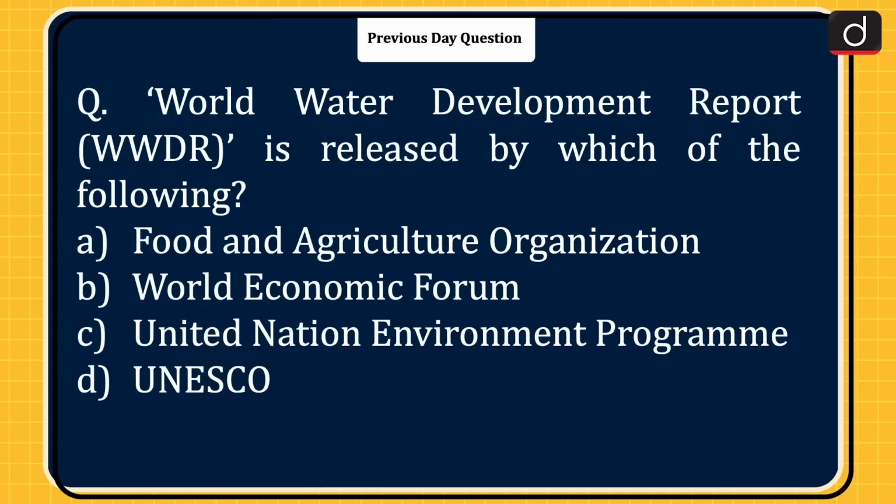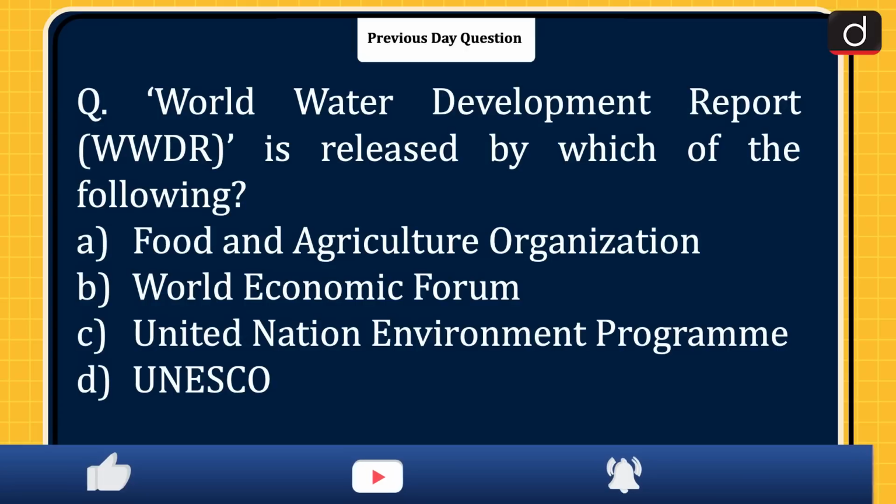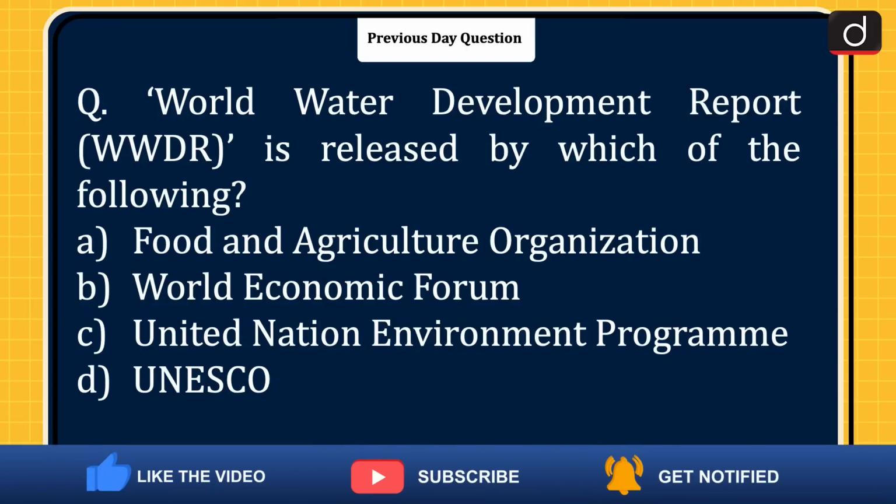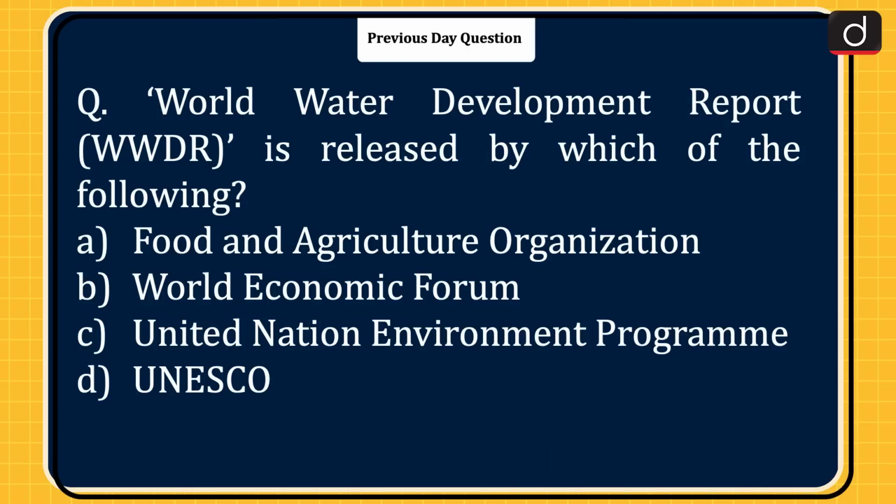Question was World Water Development Report or WWDR is released by which of the following? Food and Agriculture Organization, World Economic Forum, United Nations Environment Programme or UNESCO? The correct answer is option D, UNESCO.